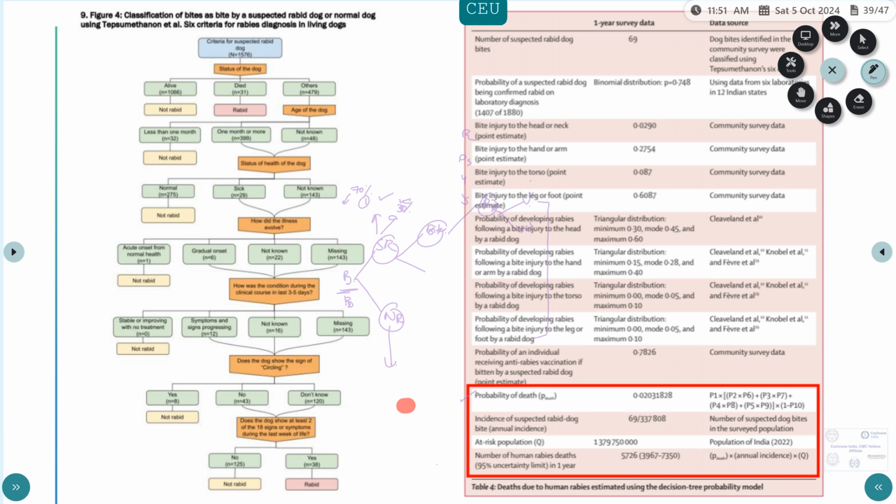They have taken a decision approach: what is the probability of a dog biting someone? 6%. What is the probability of that dog being a rabid dog? Then, for a rabid dog, what is the probability of the person having had the vaccine immediately or not? Then, what is the probability of the dog biting in a high-risk area? So you make a decision tree like that, and each time it is a probability.